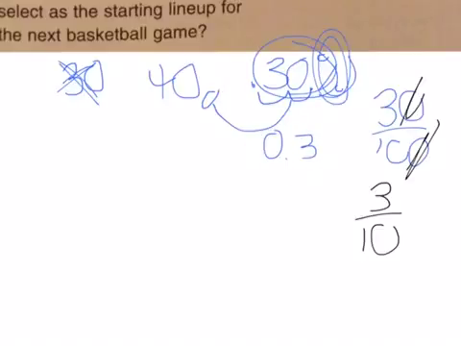So now that we have our 3/10, okay? Now that we have our 3/10, we can go ahead and multiply 3/10 times 40. Okay? And that'll give us the value.